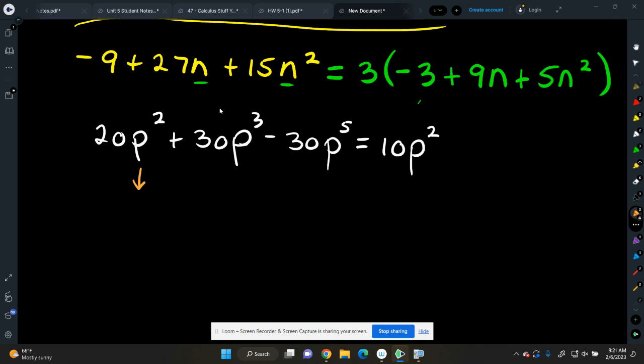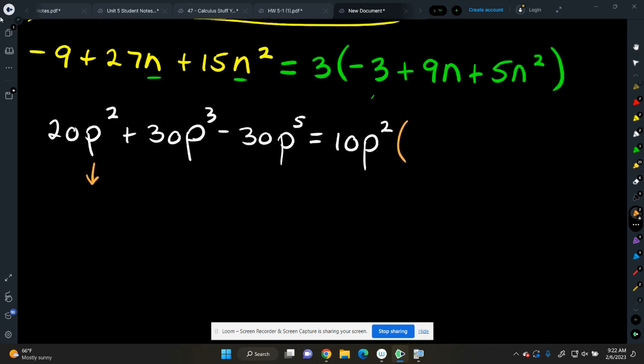So we always take out the lowest exponent of the variable. I'm going to take 2 of the p's out of everything. Okay, so let's figure out what's left. I took 10 out of 20. What's that leave me? 2. I took p squared out of the p squared, so there's no more p squares. Basically, it's 1, right? But we don't have to write the 1.